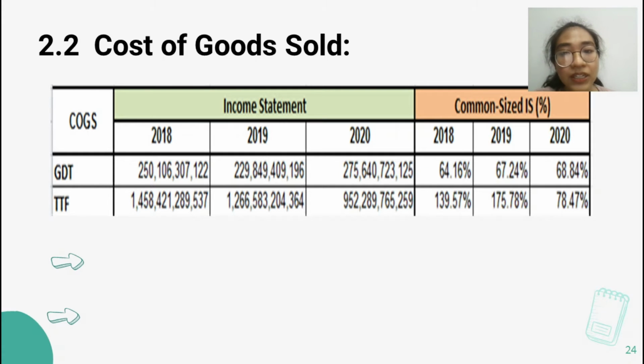Besides that, the increase in revenue reflects the demand of the market, which then led to the rise of cost of goods sold due to the purchase of more input material.